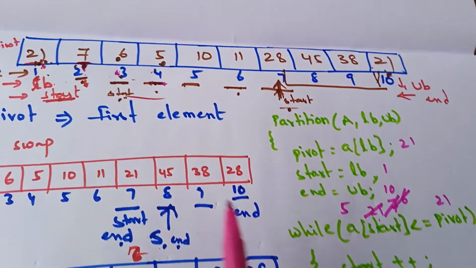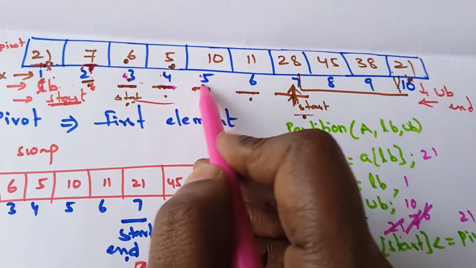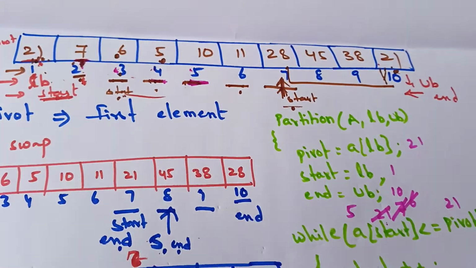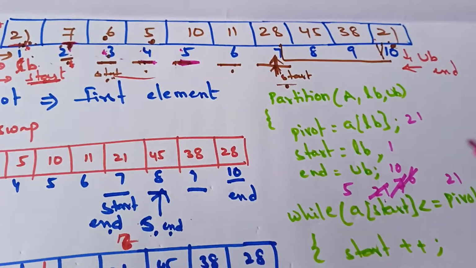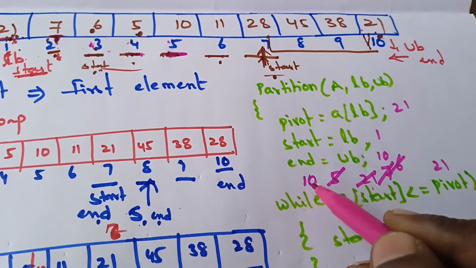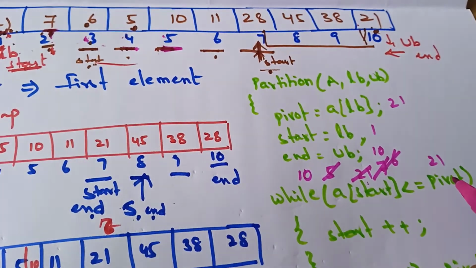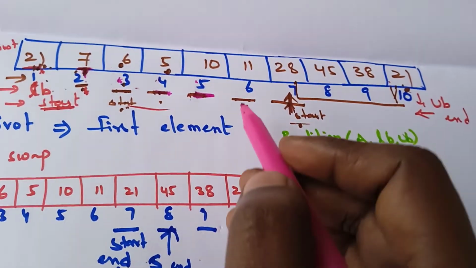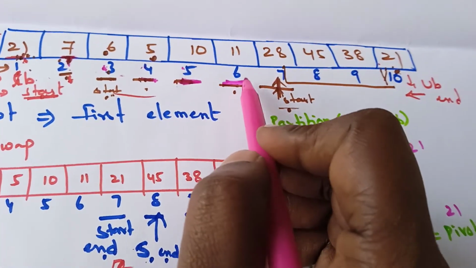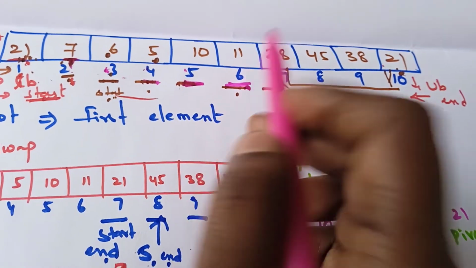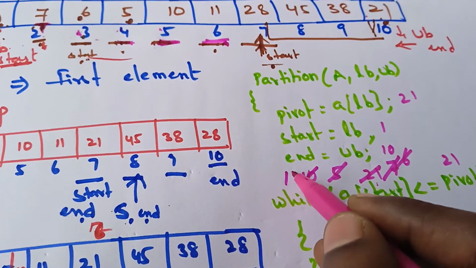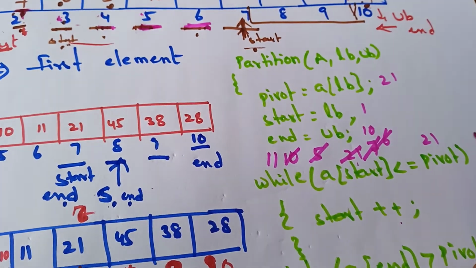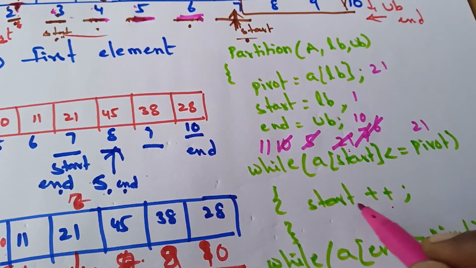Now increase the start. Now we'll go to this place, this index. What is the index value? 10. Now 10 is less than or equal to 21. Condition true. We'll come inside of the loop. Start plus plus. Index will be increased and we'll go here. This index has the element 11. Now we'll compare 11 versus 21. Found to be lesser. Again index will be increased.